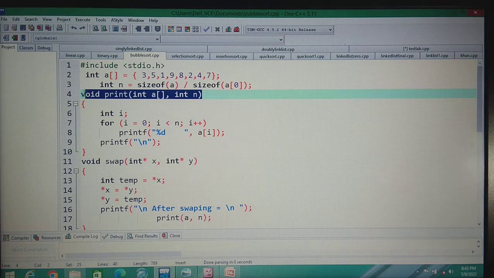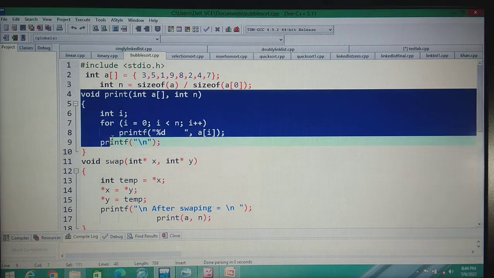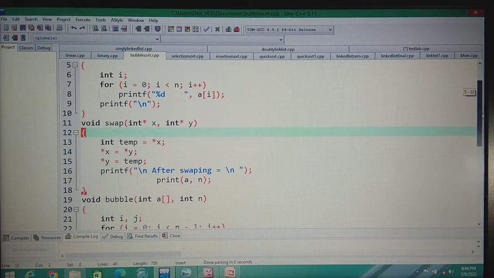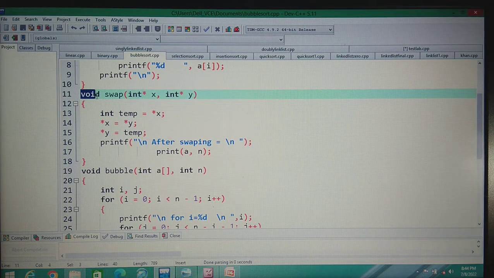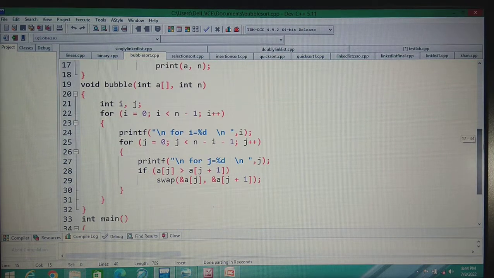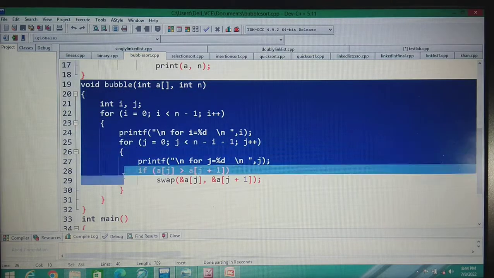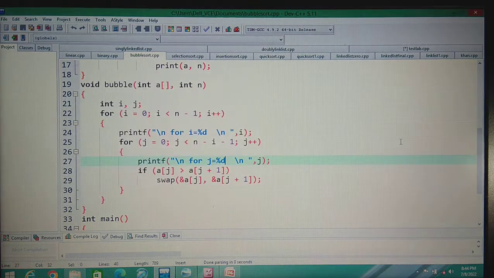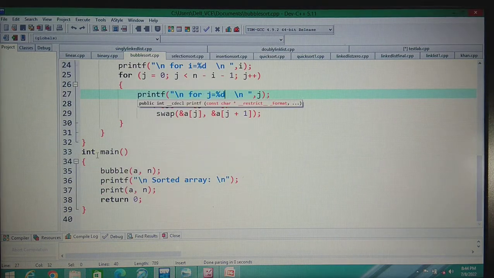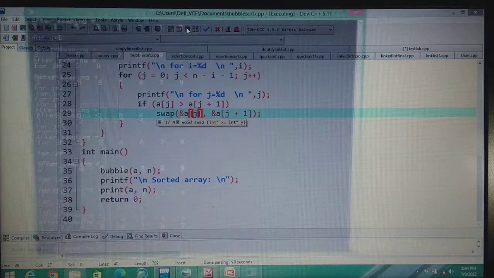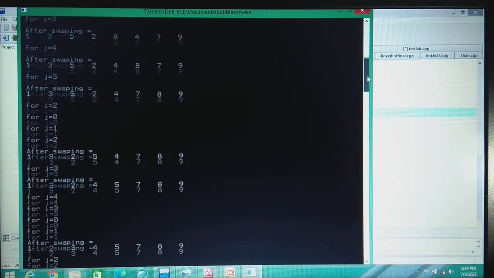So here this is one section for printing. I think you understand how to print an array. And already you know how to swap two variables. Now the third one is your algorithm. Already we have explained what the algorithm is and how to remember it. Now at last in the main function we are calling bubble, and after that we are calling print. Now if I compile it, you can see that this is your answer.